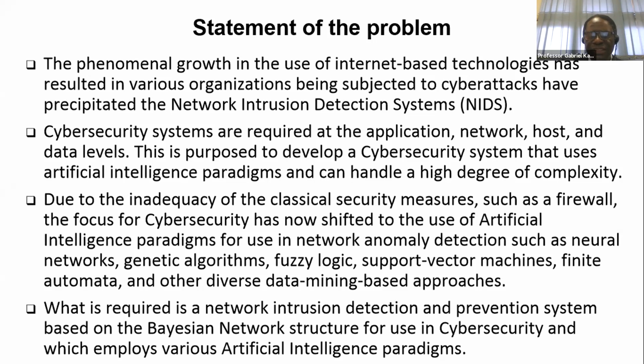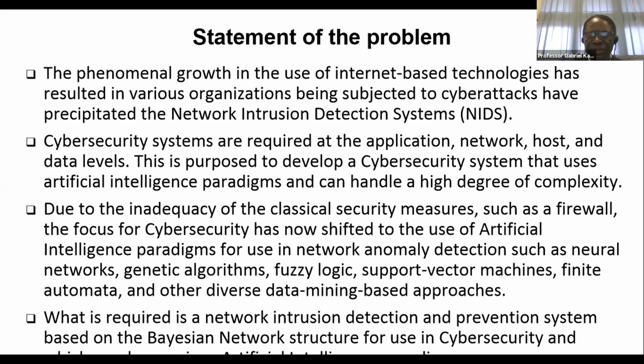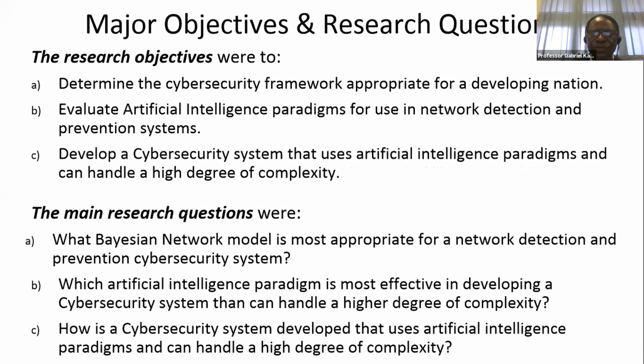The artificial intelligence paradigms that are important in this context include neural networks, genetic algorithms, fuzzy logic, support vector machines, finite automata, and other data mining techniques which have been used. So all these are artificial intelligence paradigms that can also strengthen and help in the improvement of cybersecurity in a given network. The objective of this research paper was simply to determine a cybersecurity framework that you can use in developing nations.